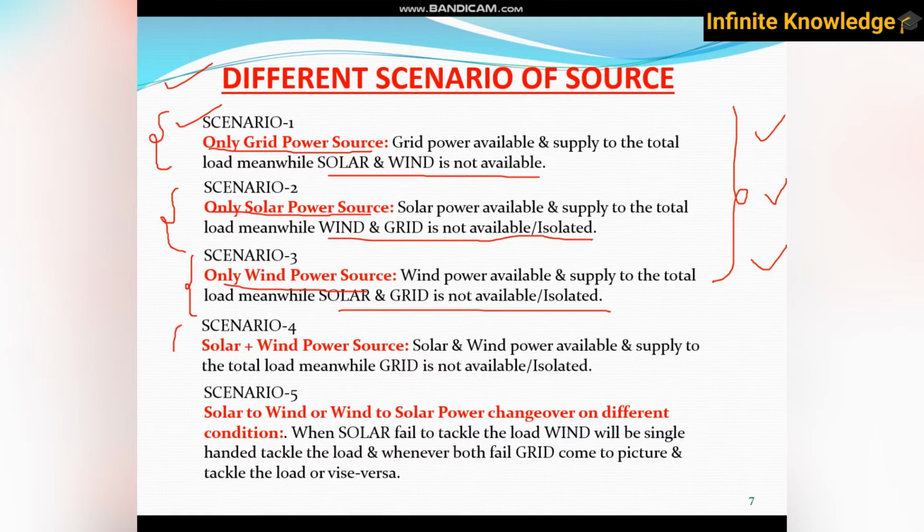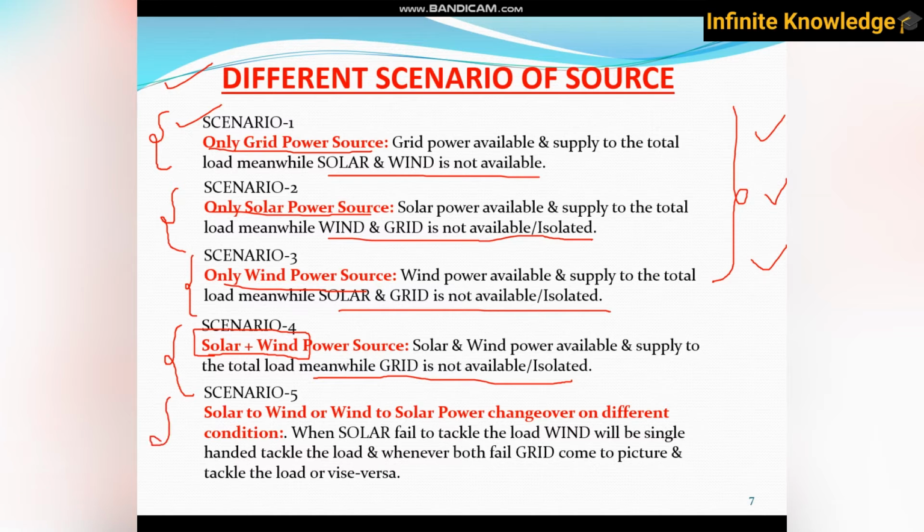What is the fourth scenario? Solar plus wind, which you are synchronizing by a simple method. I will explain it in the simulation. When solar and wind power sources are both available and satisfactory, the grid is isolated. This is the fourth scenario.